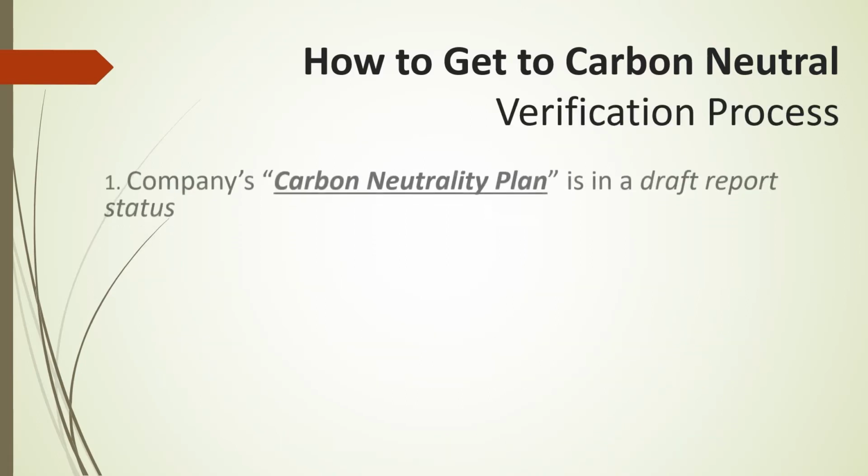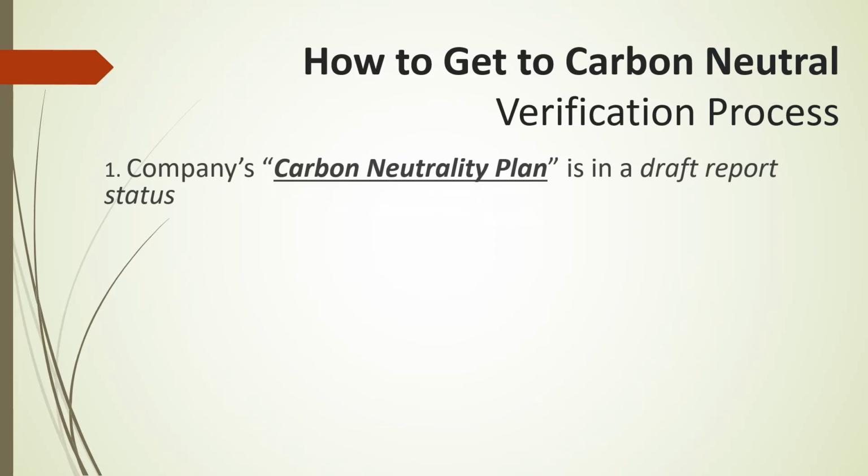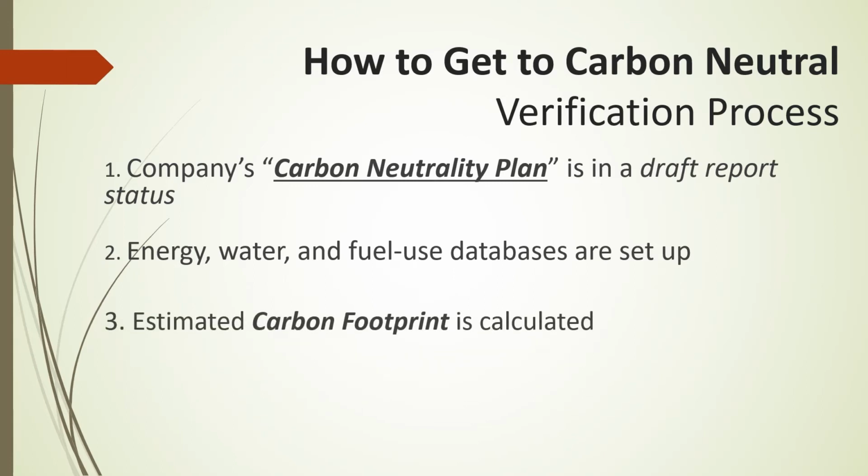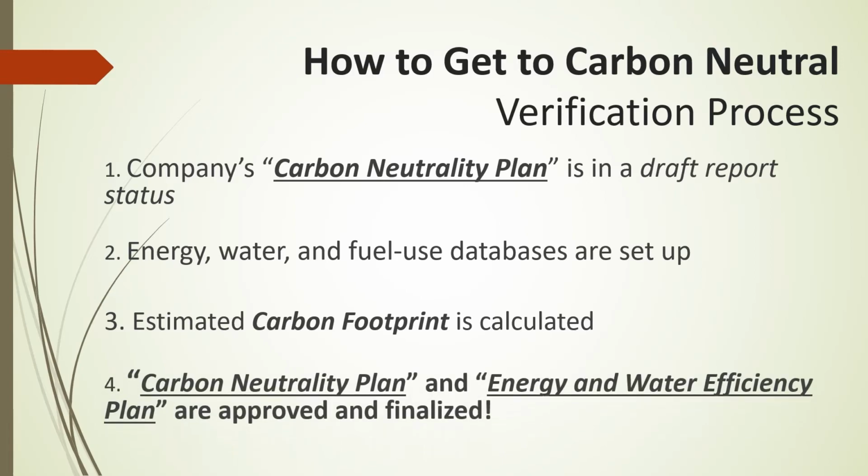Verification process. So the company's carbon neutrality plan starts out in a draft report status. Then the energy, water, and fuel use databases are set up. The estimated carbon footprint is calculated. And then the carbon neutrality plan and energy and water efficiency plans are approved and finalized. So those are the general 4 steps.